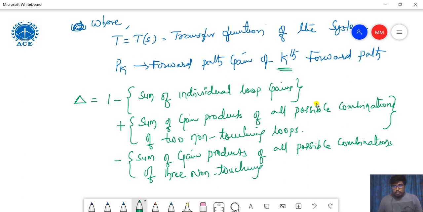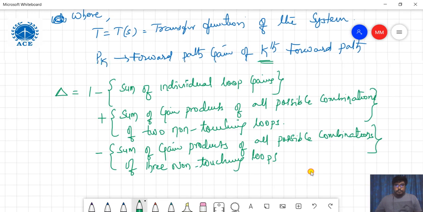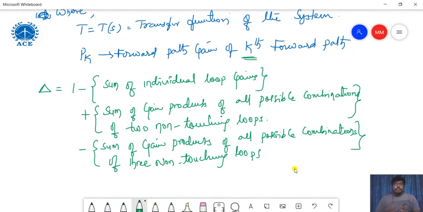Three non-touching loops. Okay, see here, delta, this point is important. Delta is 1 minus the sum of individual loops first of all, right? Then if any non-touching loops exist in the signal flow graph, we need to consider that also. All possible combinations we need to check.